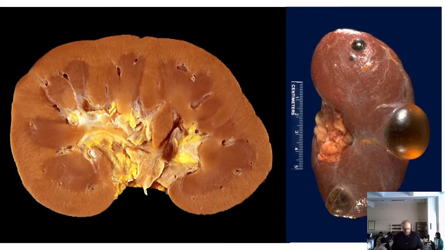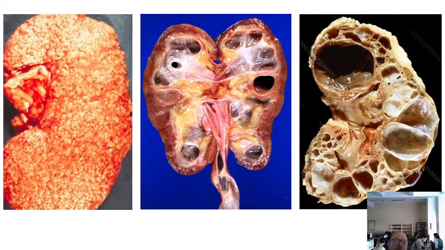So those were the simple cysts, generally of no clinical importance. Next, look, this is the polycystic disease. You see that the whole parenchyma is replaced by these multiple cysts, which are filled with a serous content, and the weight of the kidney increases very much.